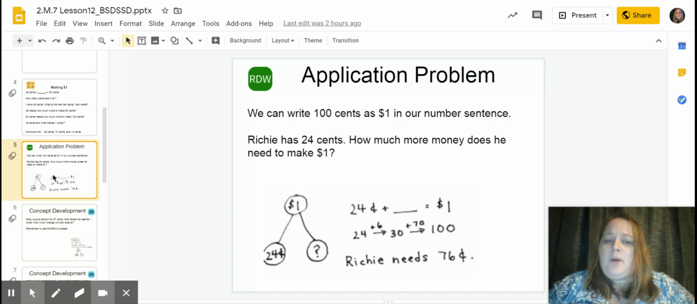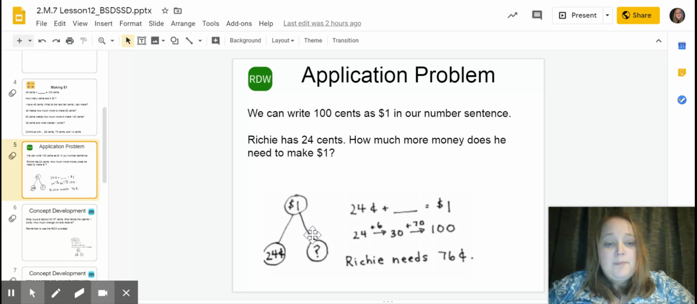I like the way that we're going to read, draw, and write. So I read the problem. Now I need to draw. Now look at that number bond right there. Ooh, nice job. They have written $1 as my whole and 24 as my part.